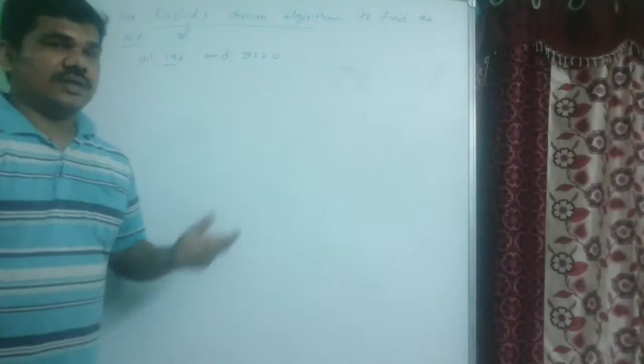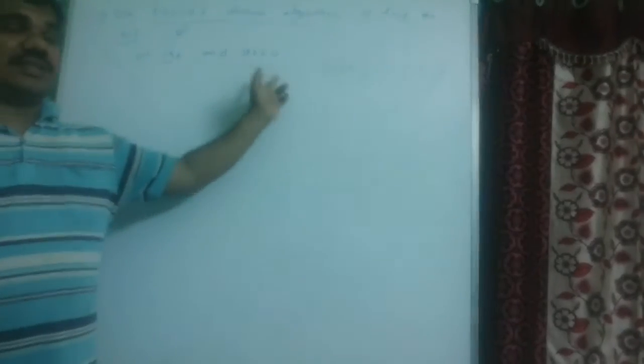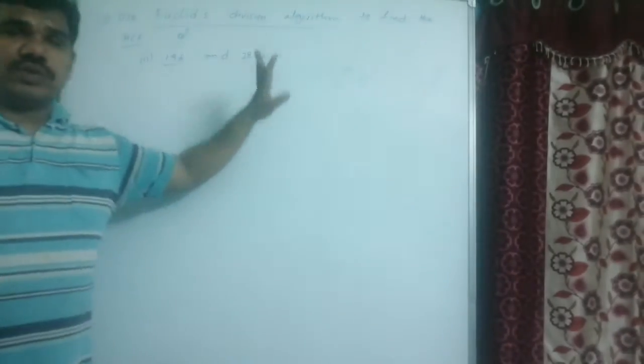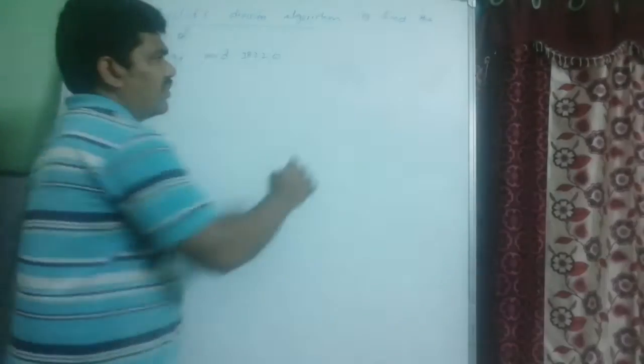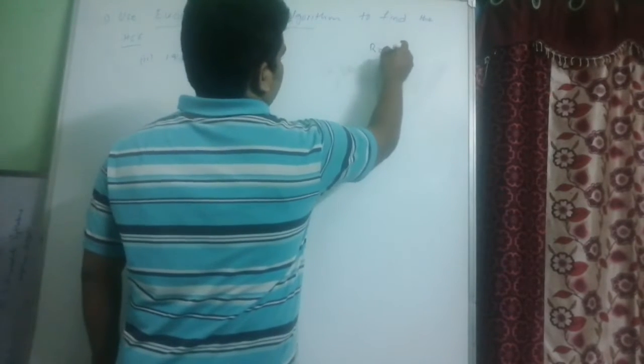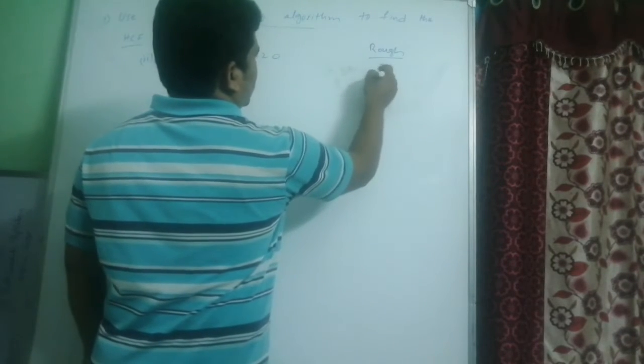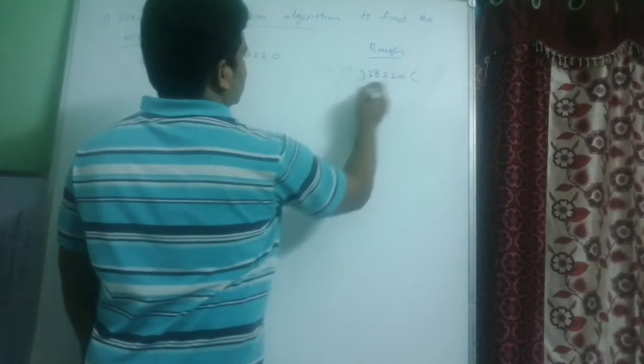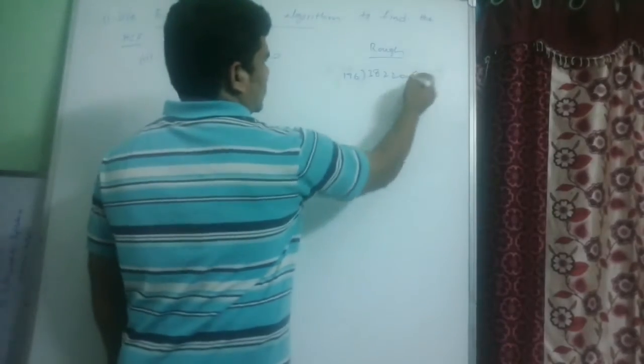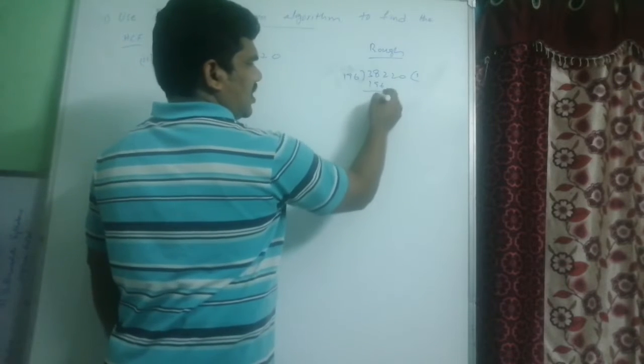Now we have to find the HCF of 196 and 38220. How to do this question? We do it as a rough method first. 38220 rough division by 196. 196 ones are 196.